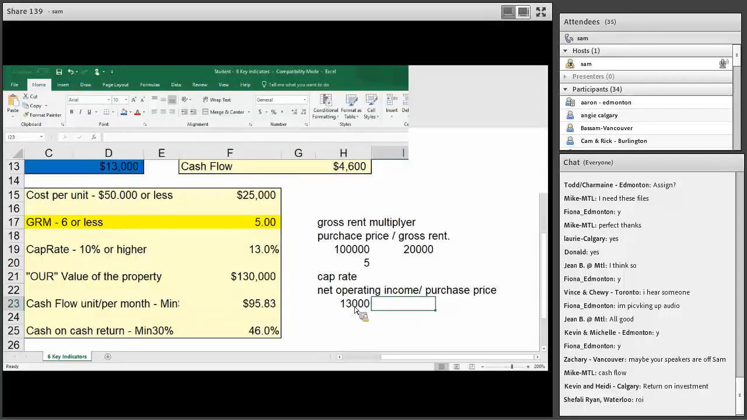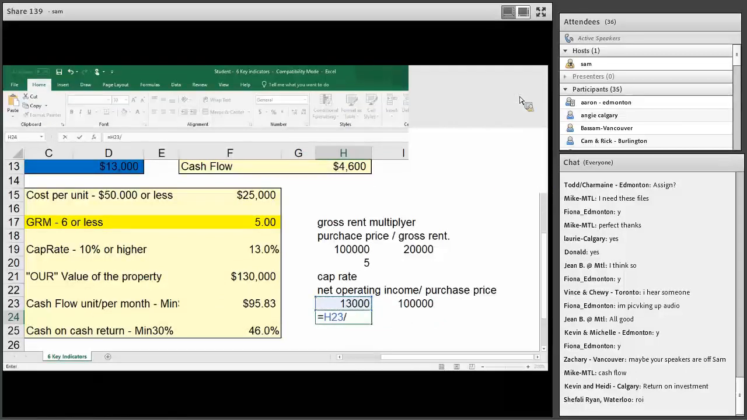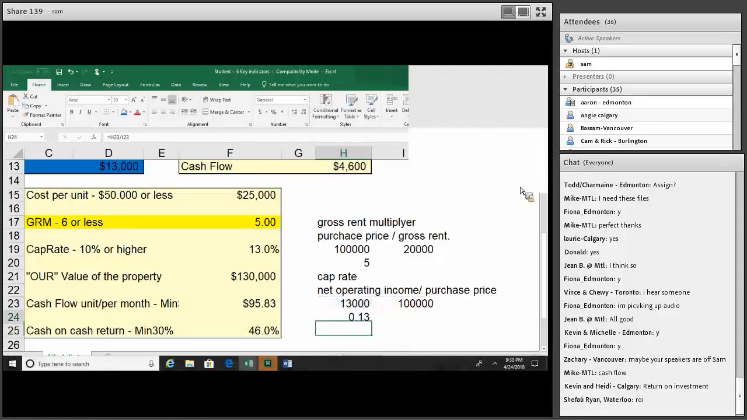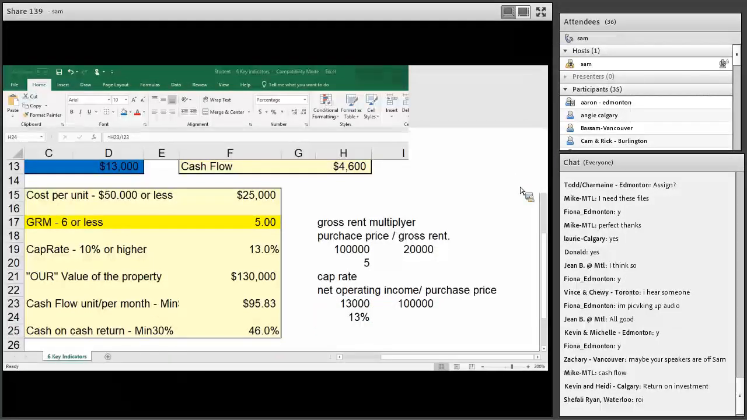So what does that mean? Well, it equals this divided by this, which gives us 0.13, which if we apply it as a percentage, gives us 13%. Does that make sense? So it's basically return on investment if you paid cash. Return on investment if you paid cash, okay?